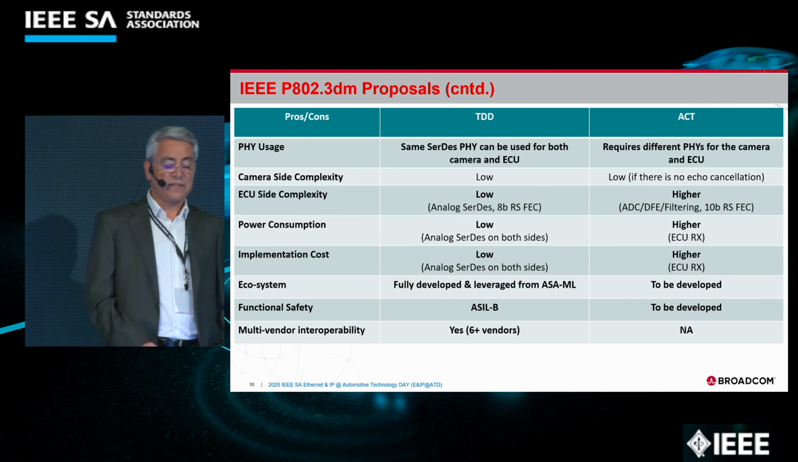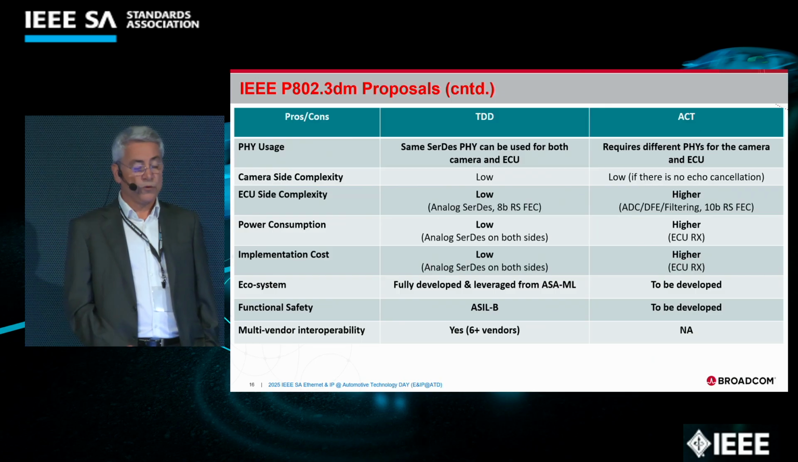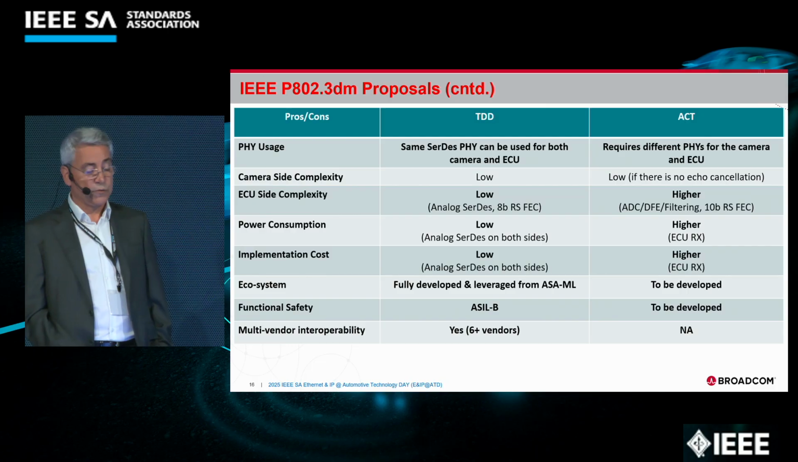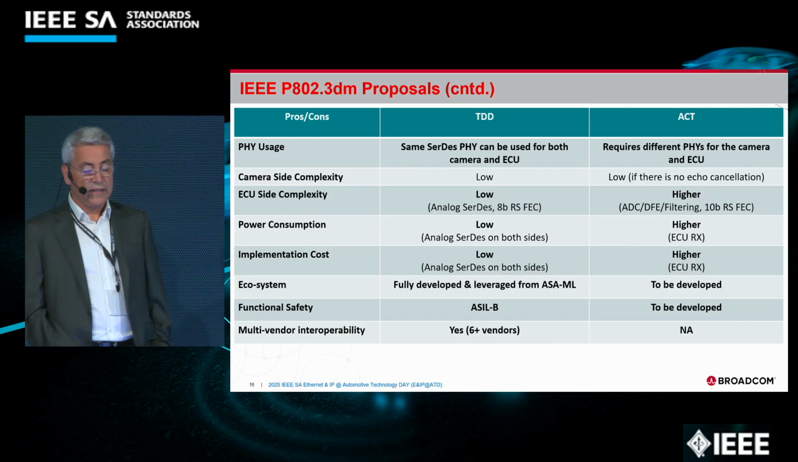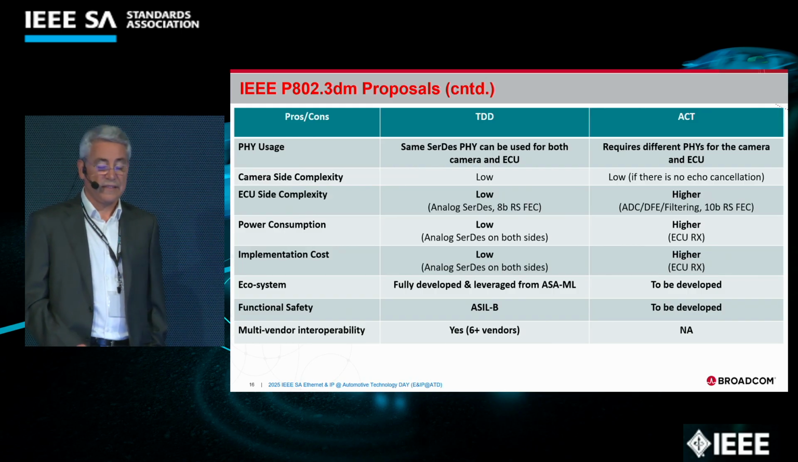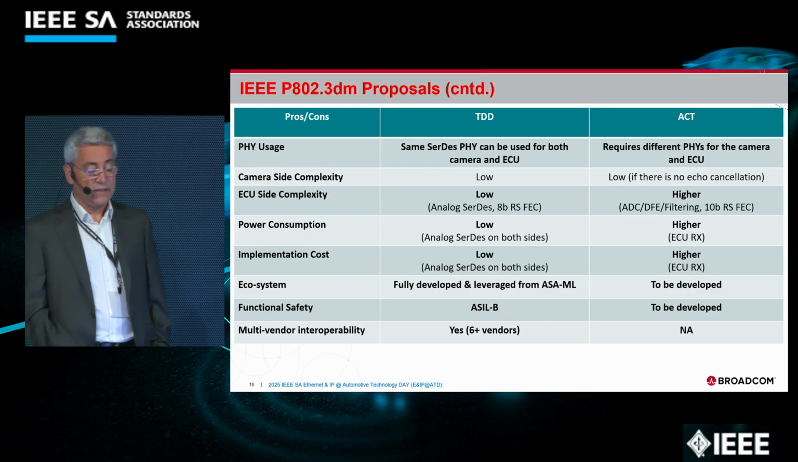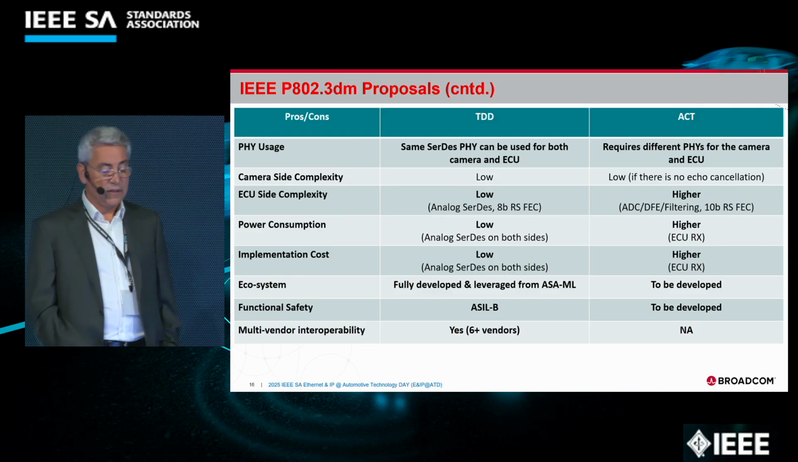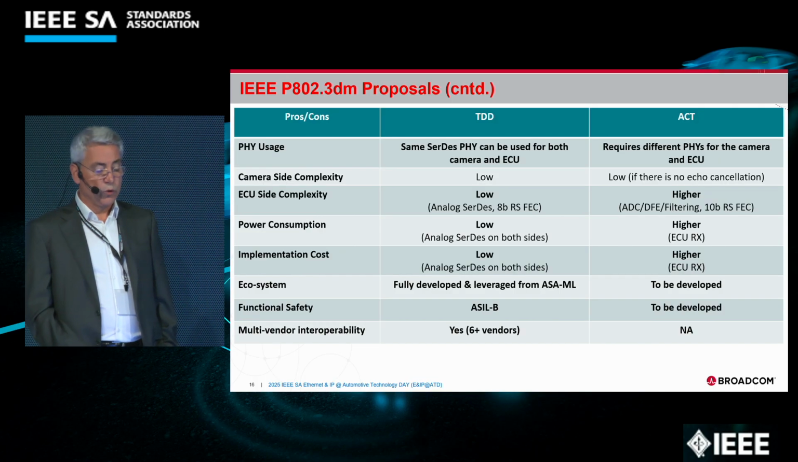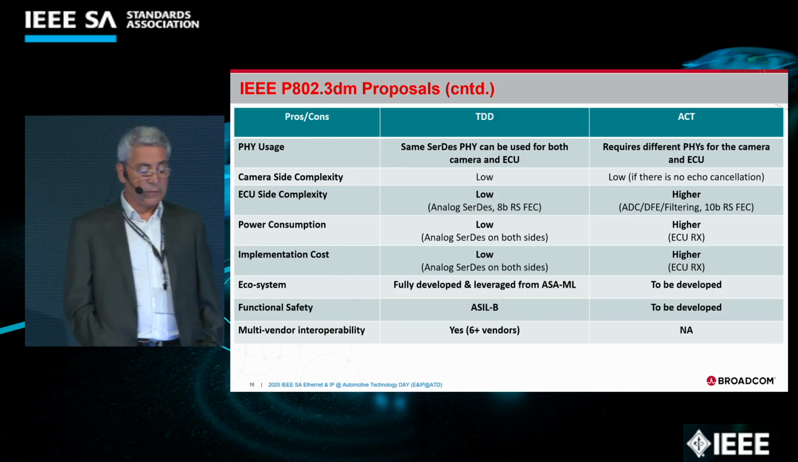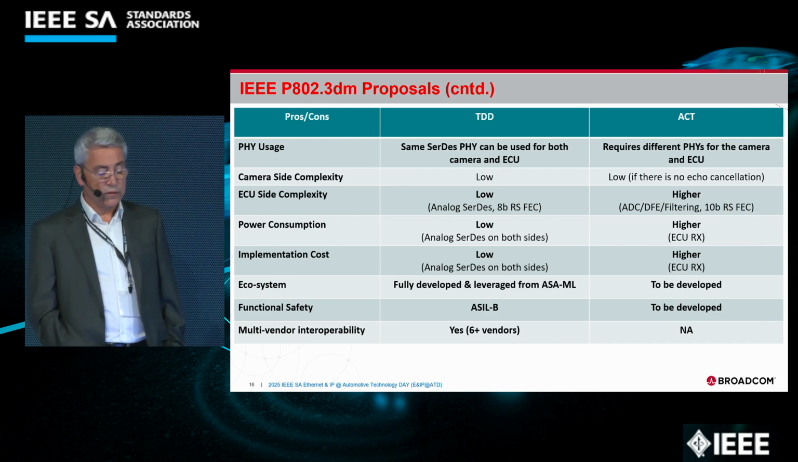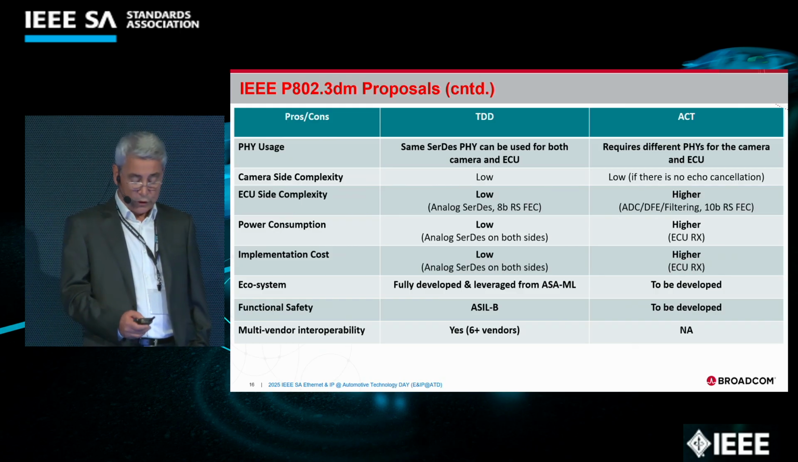Camera side complexity is low for both implementations, and the same thing for the power and implementation cost of the camera as well. ECU side complexity, on the other hand, is slightly higher based on the signal processing technique that's being used for the ACT. Ecosystem is important, and it's fully developed and leveraged from ASA Motion Link. And multi-vendor interoperability is also something important. For the TDD-based PHY, it is provided from the ASA Motion Link again.